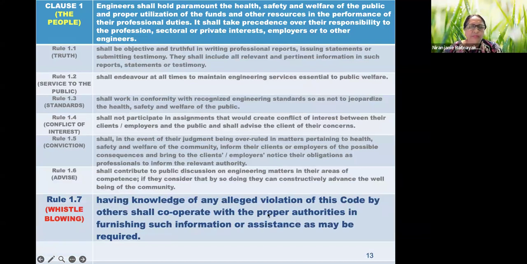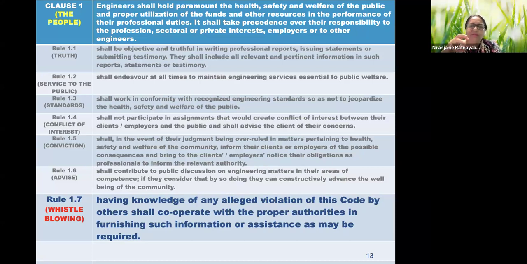1.7 is, having knowledge of any alleged violation of this code by others, shall cooperate with the proper authorities in furnishing such information or assistance as may be required. Now, this is important because, again, it is something that we try to avoid by saying, oh, let them do it, it's none of my business. I have to look after only my little part of the design that I am doing, or the part of the construction that I am doing, or whatever other thing that you're doing as an engineer.